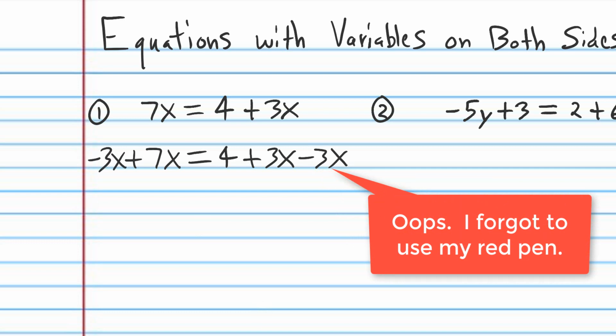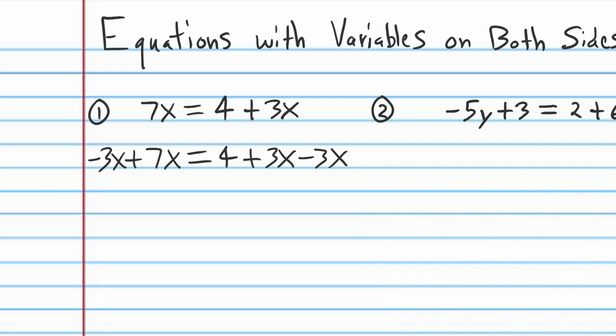So that's the difference between this class and the previous class, is we're actually subtracting or adding variables to both sides. In the last classes, we only added or subtracted or multiplied or divided regular numbers with no letters. Now in this class, we're not going to multiply or divide by letters. You're going to learn how to do that in more advanced math courses. So we're just going to add or subtract variables in this class.